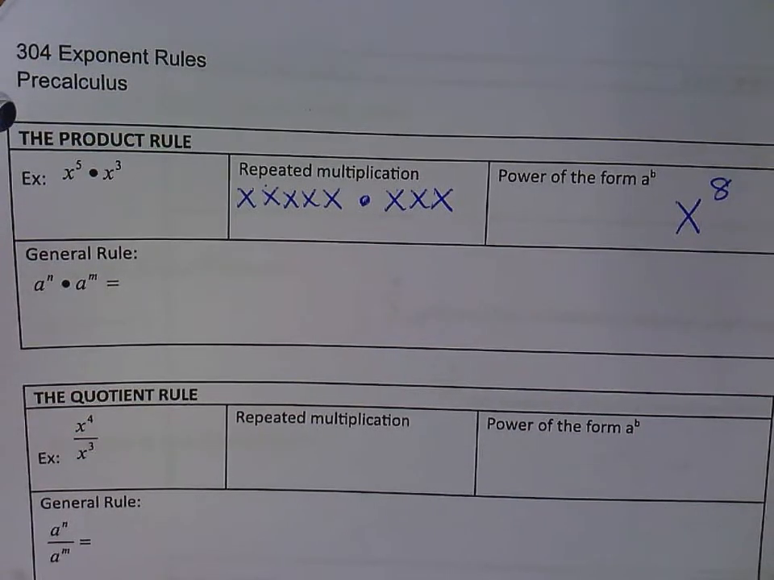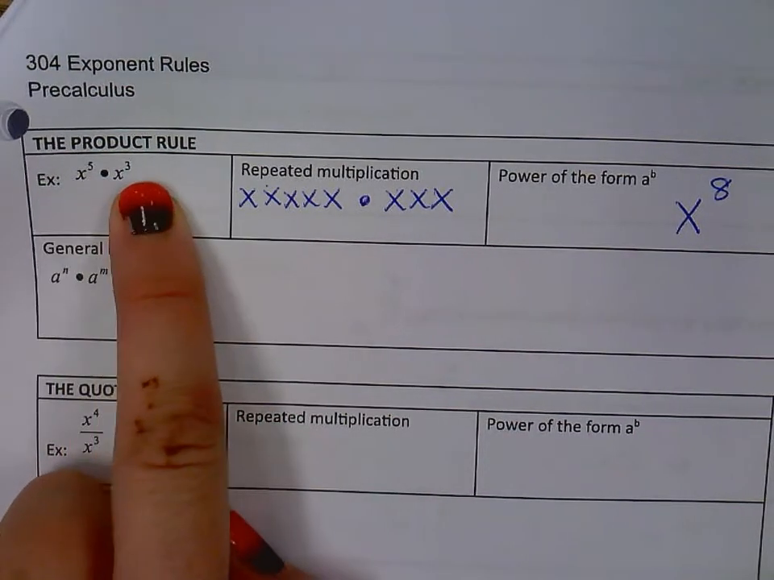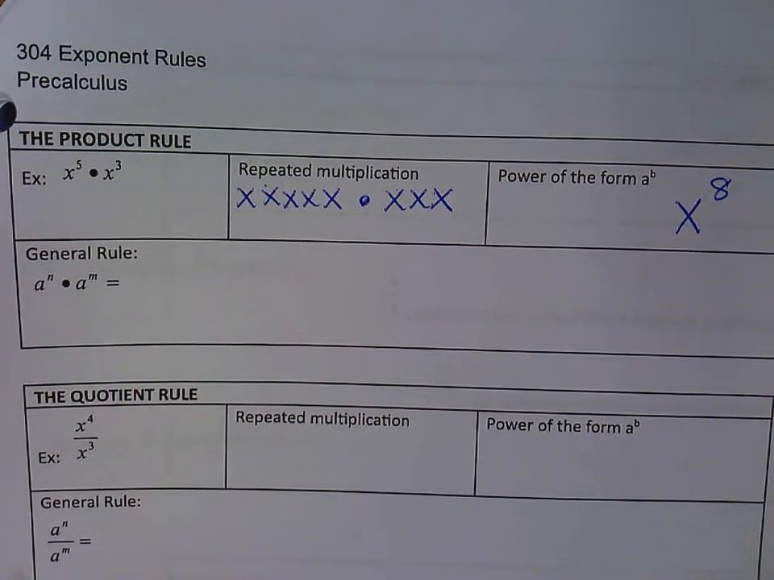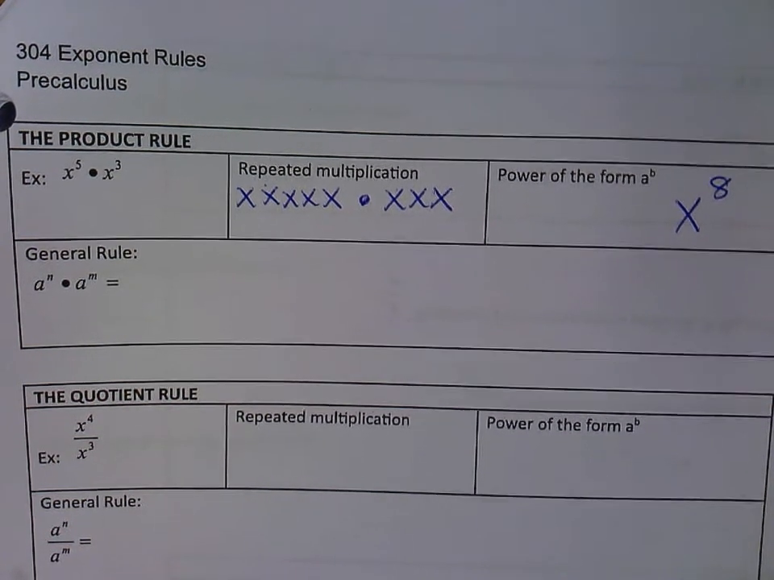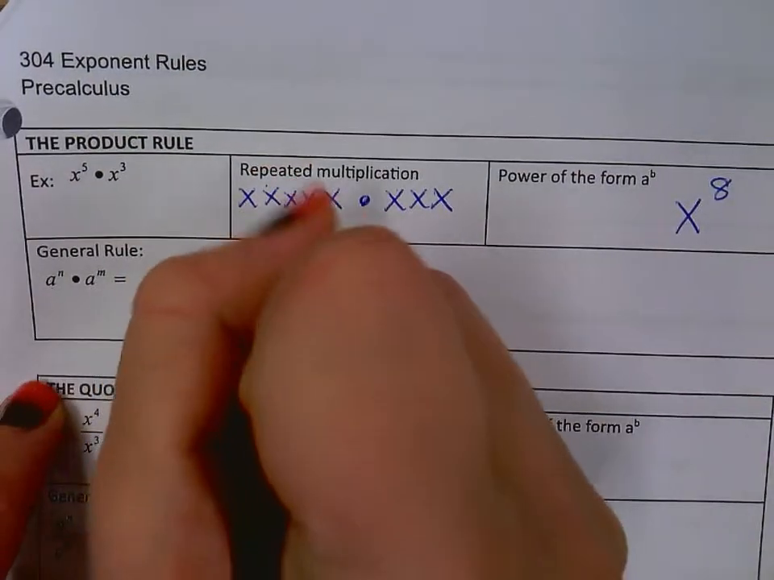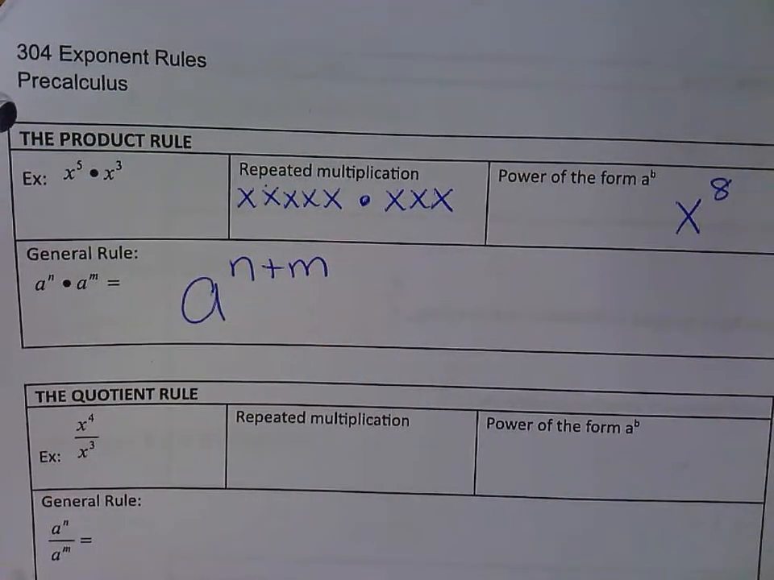So if I take x to the 5th and I multiply by x cubed, I really have x to the 8th power, as long as the base is the same. This can't have a base of x to the 5th, and this have a base of y cubed. But as long as they have the same base, you can add them together. So the rule is, if the base is the same, you're allowed to add your exponents together.